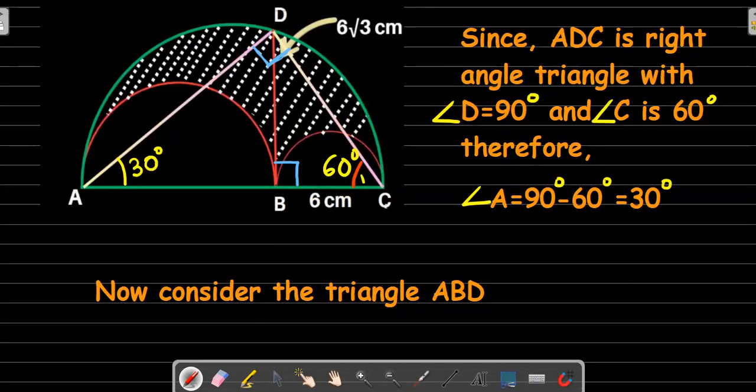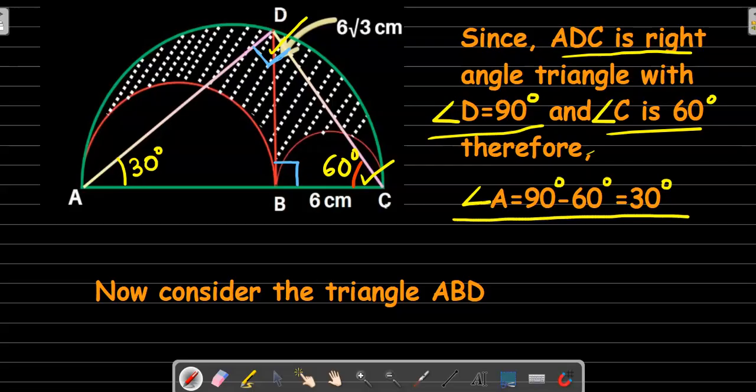So our angle C is 60 degrees and this triangle ADC is a right angle triangle where the angle D is 90 degrees. It is the angle of a semicircle, so it is 90 degrees. And angle C we got as 60 degrees. Now we find angle A. So angle A is equal to 90 degrees minus 60 degrees, that is 30 degrees. Now let's consider the triangle ABD, that is this right angle triangle. This is a right angle triangle because BD is perpendicular on AC.